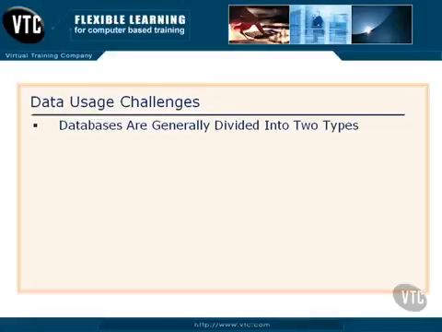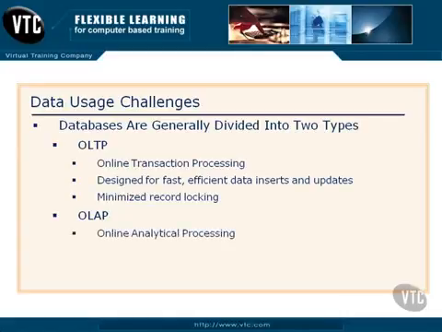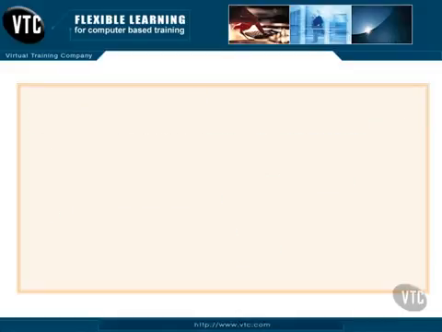Databases, we've already talked about, I'm just going to review here, are generally divided into two types, right? You have your OLTP, which is an online transaction processing database. This one is designed for very fast, efficient data inserts and updates. It minimizes record locking, and it makes it very efficient for multiple people to be in there concurrently. OLAP, or an online analytical processing database, is what we know as data warehousing, and this is designed for fast, efficient reporting. Another way to say that, fast, efficient querying from the database or extracting data from the database.